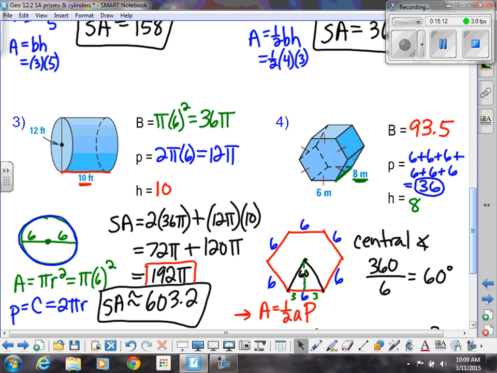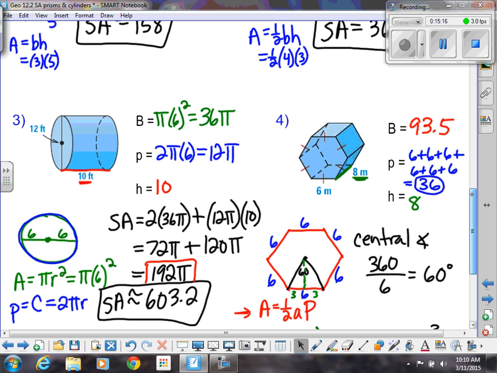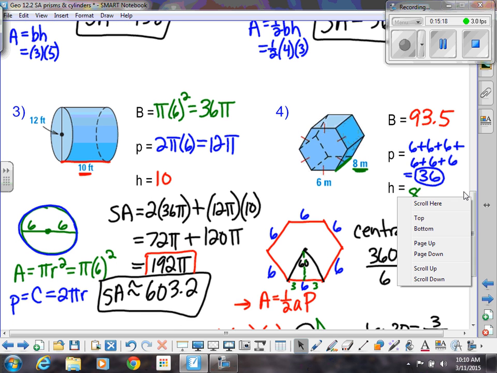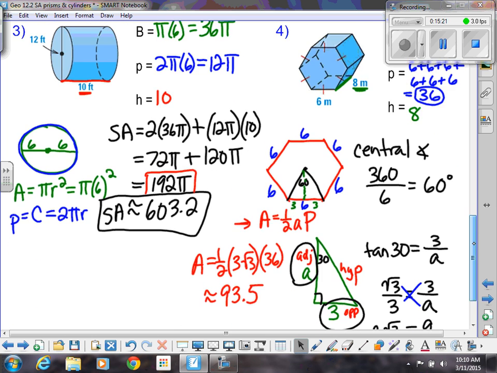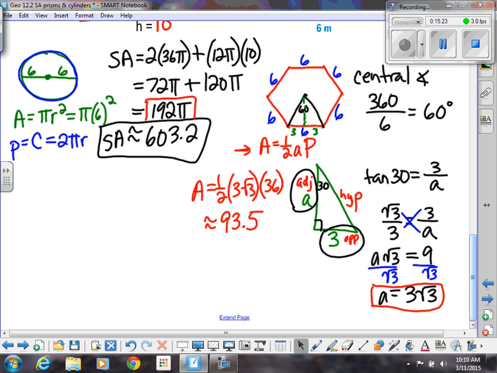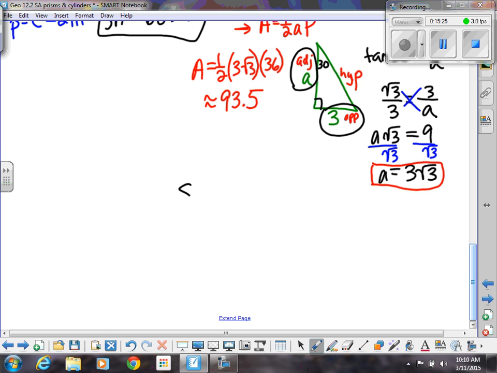Okay, so in this one we had a lot more work. And now we have all of the pieces we need to do the surface area. So we've got one more formula to do. So let's scroll down here and start our surface area formula. So we have surface area is 2 times capital B, which we just said was about 93.5. And then our perimeter was 36. And our height was 8.